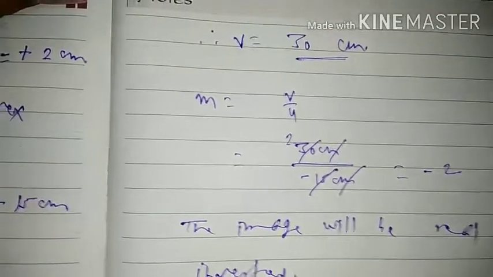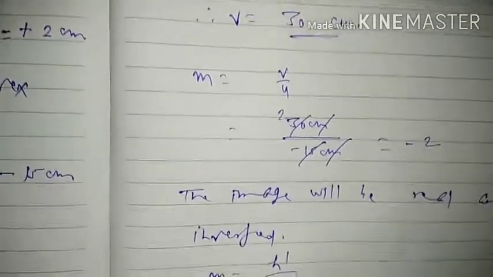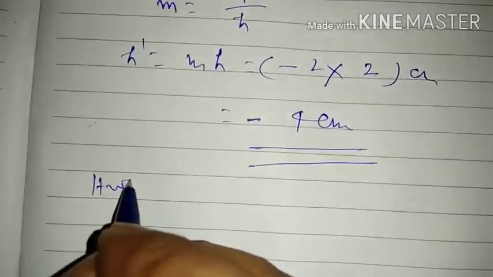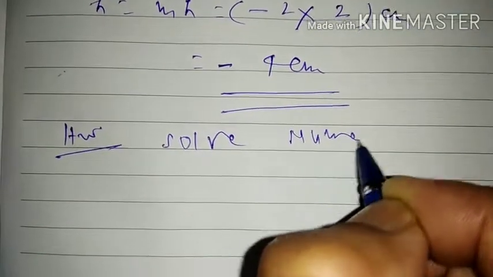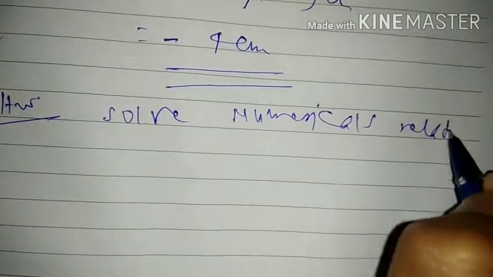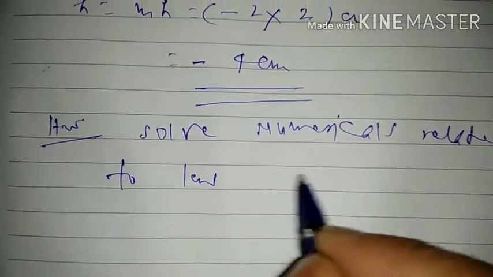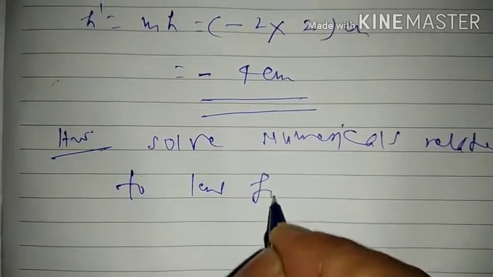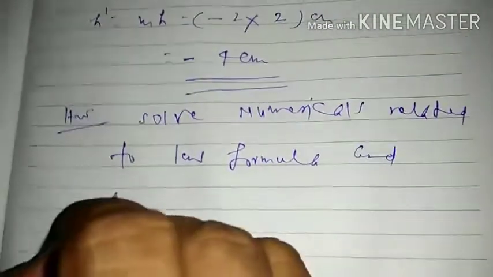So now I consider that you are confident to solve numericals related to mirror formula and lens formula. So today's homework is that solve numericals related to lens formula and magnification.